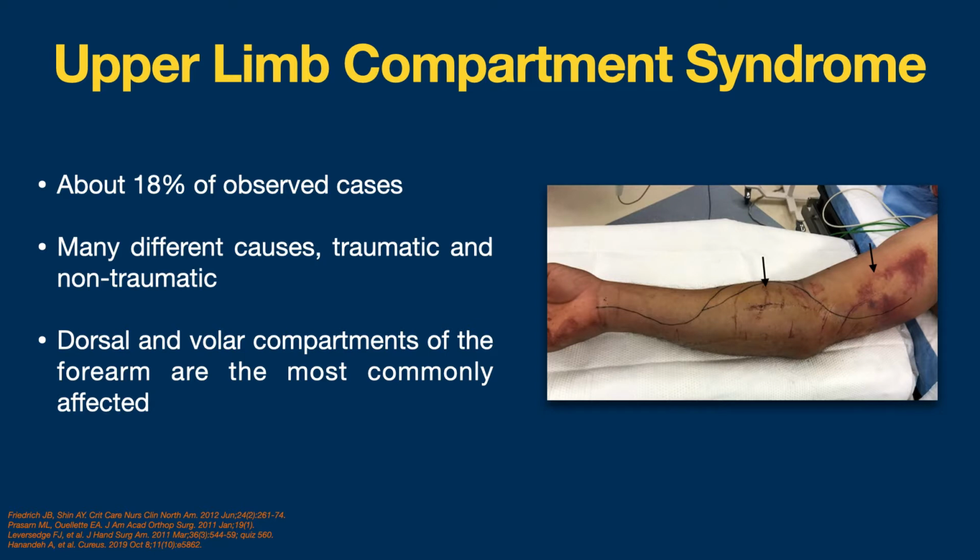Although any area of the body may be affected by acute compartment syndrome, the upper extremities account for more than 18% of observed cases. Compartment syndrome of the upper extremity may evolve from many different causes, traumatic and non-traumatic. In the upper extremity, the dorsal and volar compartments of the forearm are the most commonly affected.